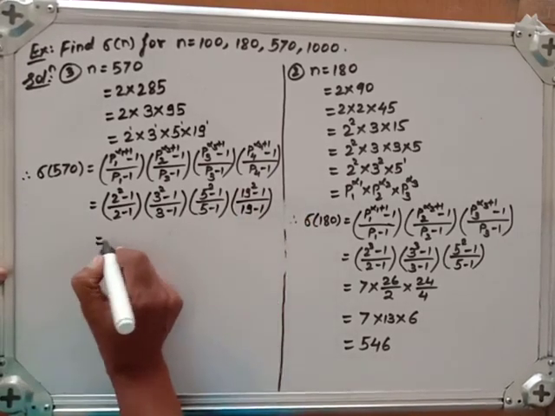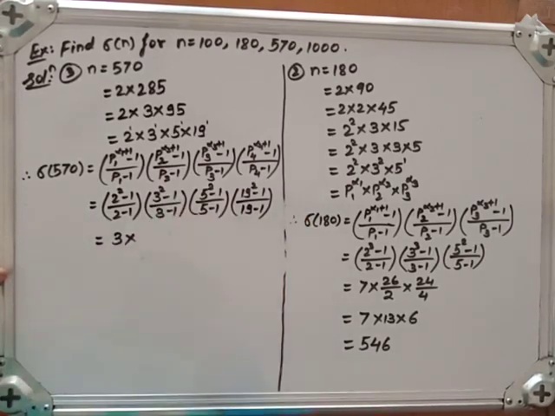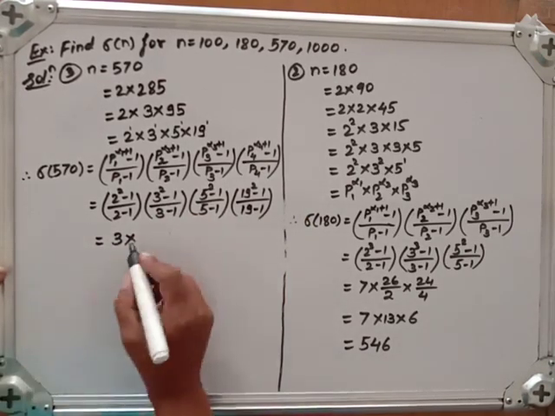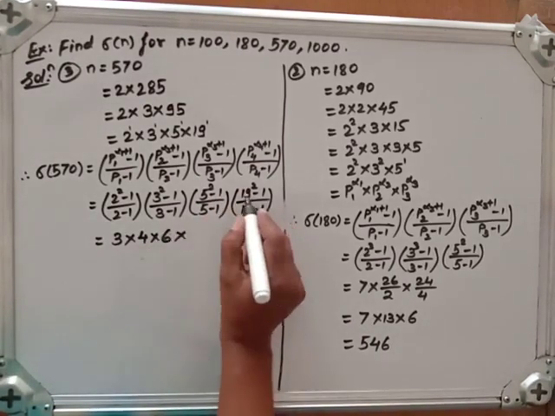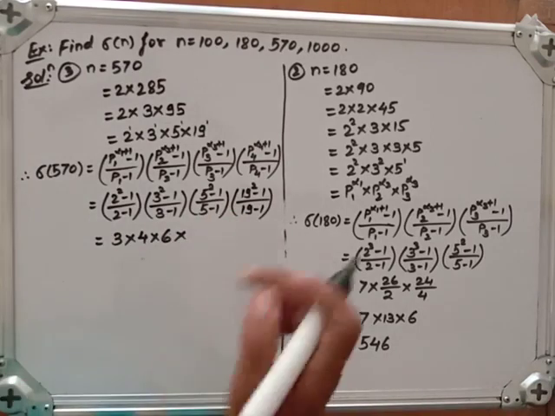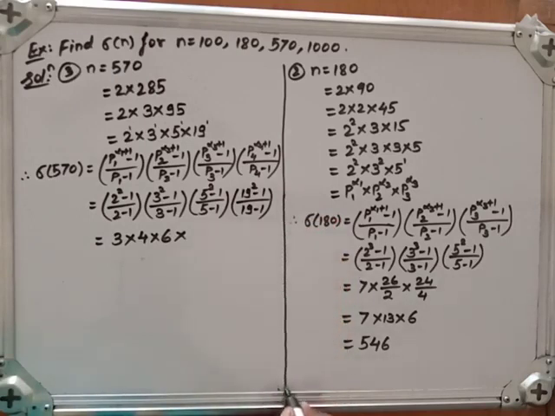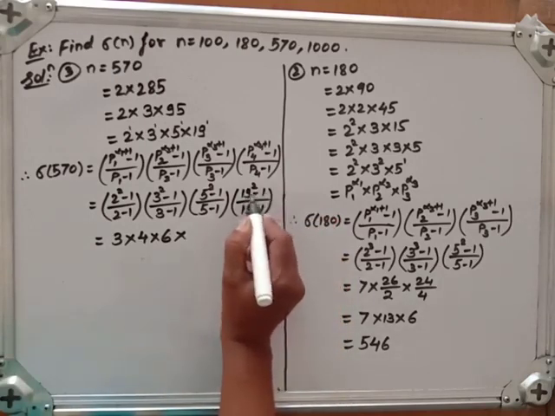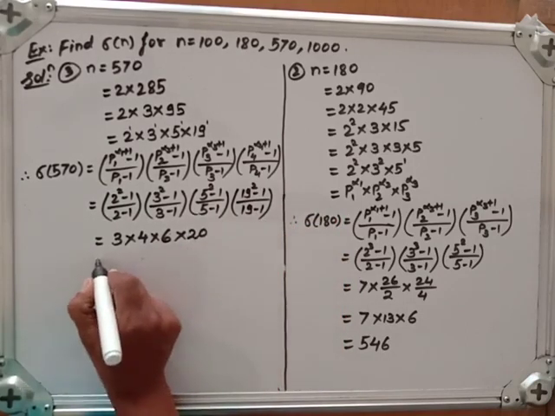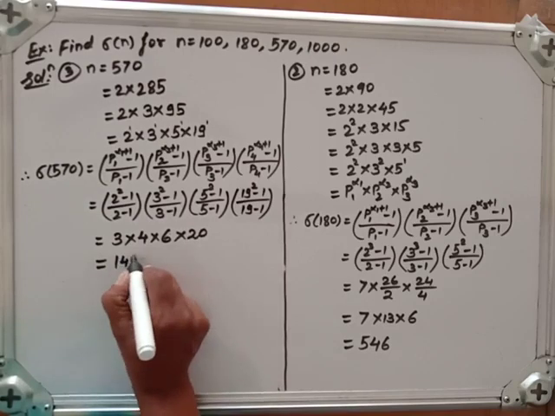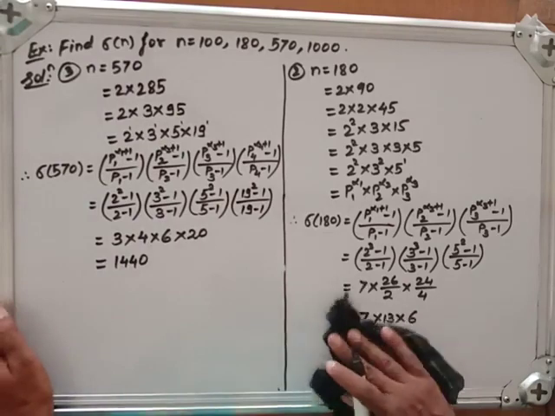So this is the same as 3 into, this is 9 minus 1, so 8 by 2, so 4. Okay, this is 24 by 4, so 6. And this one, 19 square is 361, so that will be 360 by 18, so it will be 20. So this is 1440. Now the last one, 1000, is left.